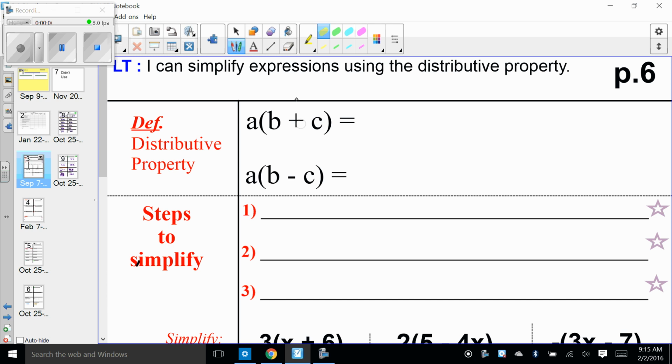Hey, seventh grade. So our learning target for today is I can simplify expressions using the distributive property. We're going to be on page 6. Okay, so we're going to talk about the distributive property.